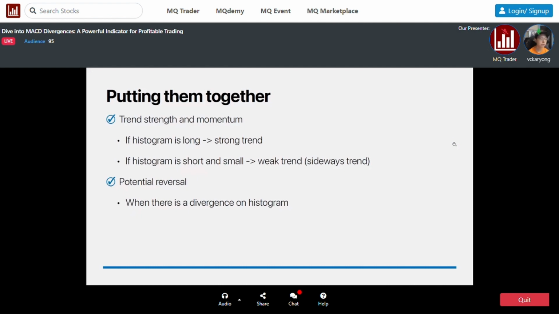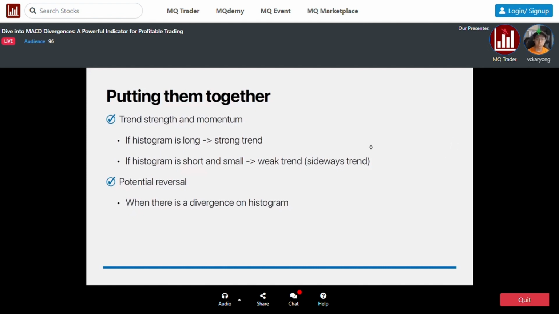Now, if today you are using another momentum indicator, for example, RSI, stochastic, you can also use the divergence concept on those, right? Because at the end of the day, the principle is we are looking at momentum. The momentum is lacking, right? So it's lack of momentum and therefore a reversal.